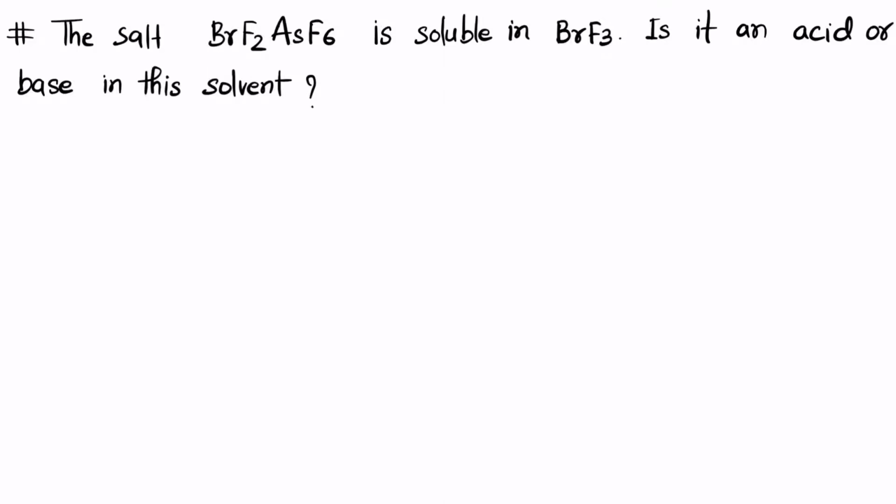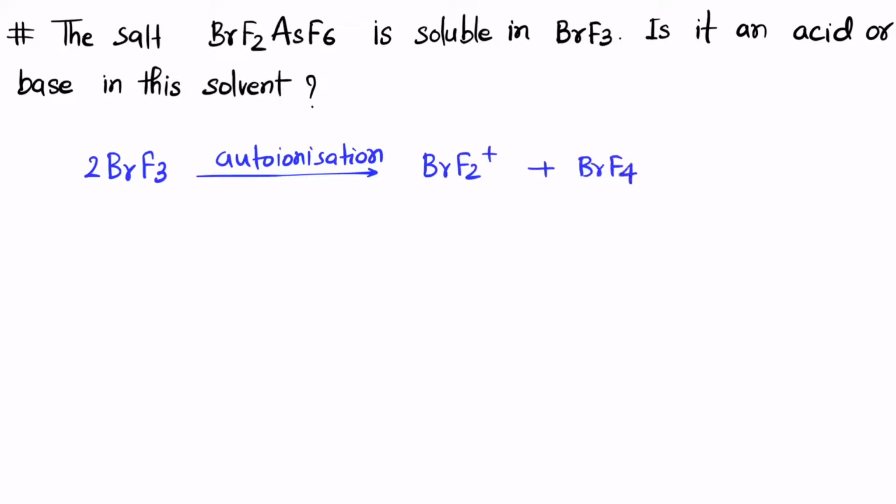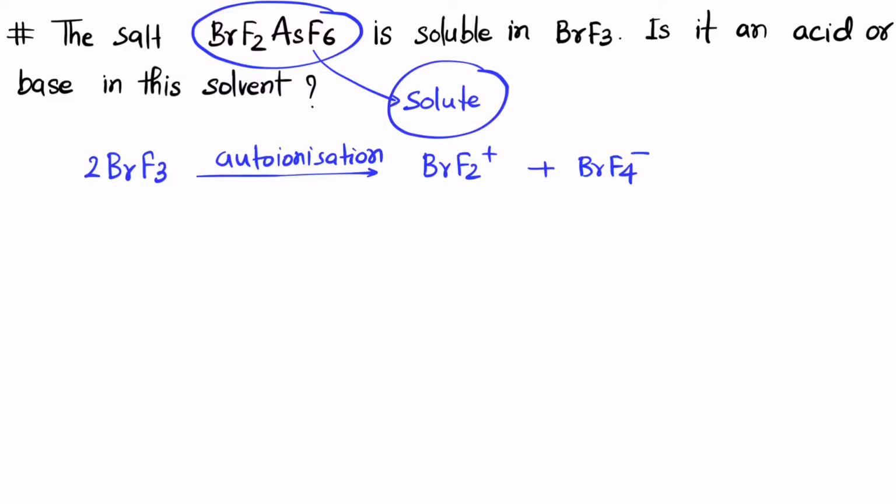So in this case, what we basically do is break the solvent into its ions. BrF3 undergoes auto ionization. What does it produce? It will produce BrF2+ and BrF4-. Now, if the salt, that is the solute here, increases the concentration of this cation, then it will behave like an acid, and if it increases the concentration of the anion, then it will behave like a base.